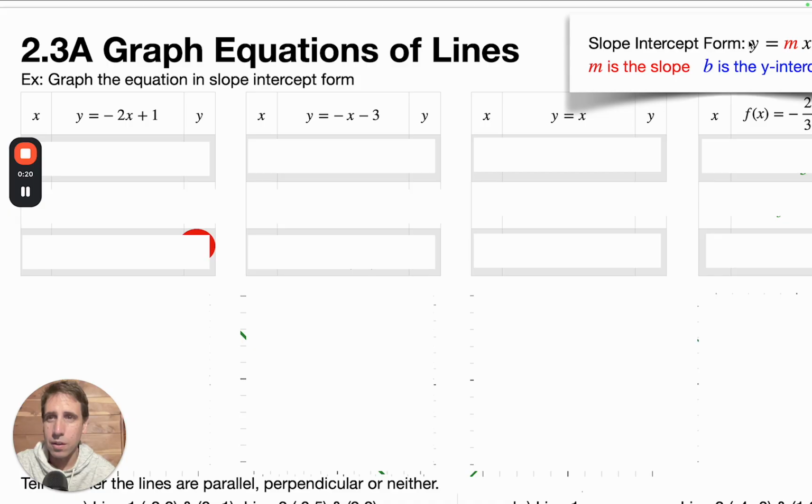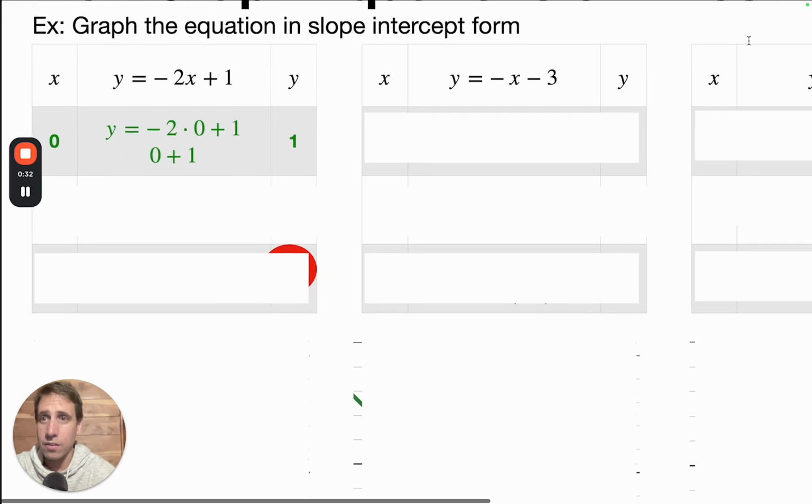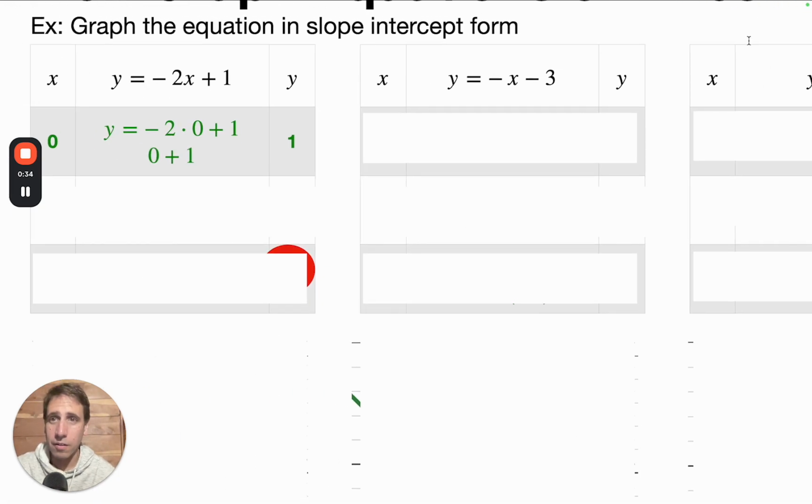This is going to be, in this particular case, I'm going to choose 0, 1, 2. So if x is 0, then that would be negative 2 times 0 plus 1, which is just 0 plus 1. So the y value is 1. Choose 1 next, and you go negative 2 times 1 plus 1, which is negative 2 plus 1, or just negative 1 as a y value.